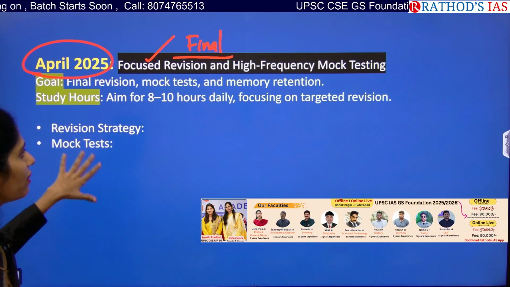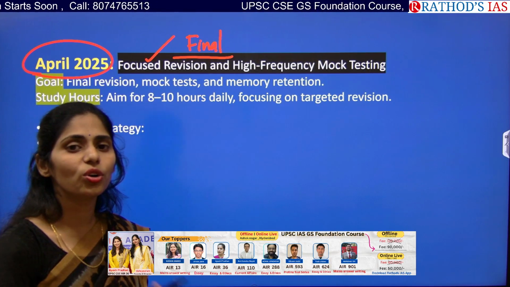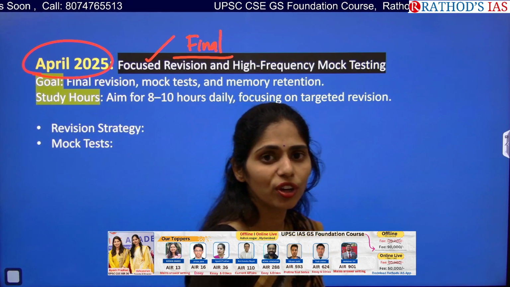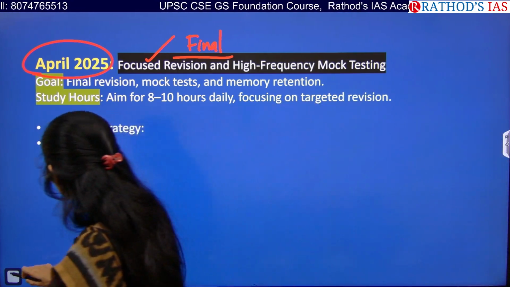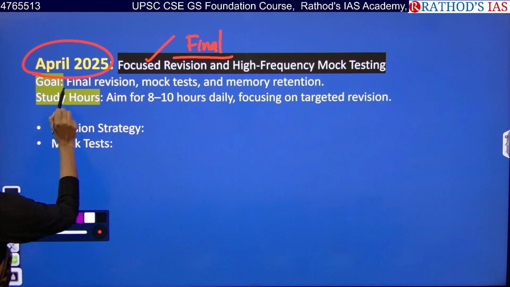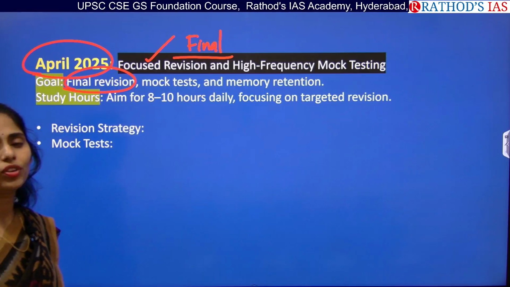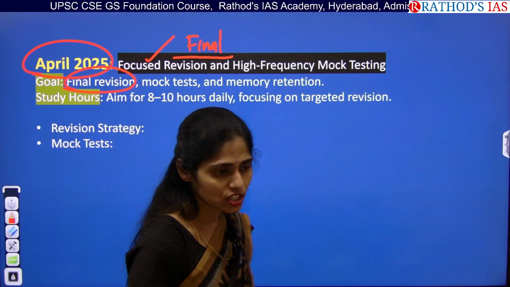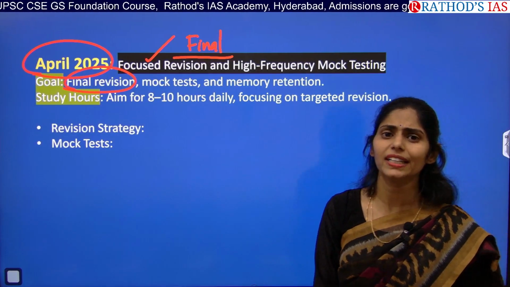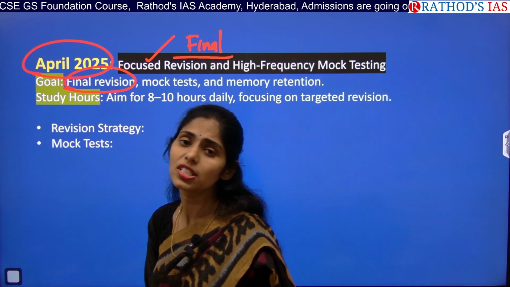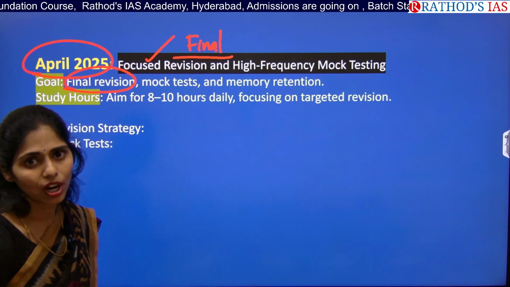And now in this revision, you will be focusing especially on your weak areas where you are lagging behind, where you are going wrong, where you are losing your marks. Okay, so the final goal of this phase 3 is to work on your weak areas, and especially you will be focusing on your memory retention. Whatever you have done in phase 1 and phase 2, you will be going for repeated or frequent revisions in this phase 3, and you'll be focusing on retention of your memory for a long time.